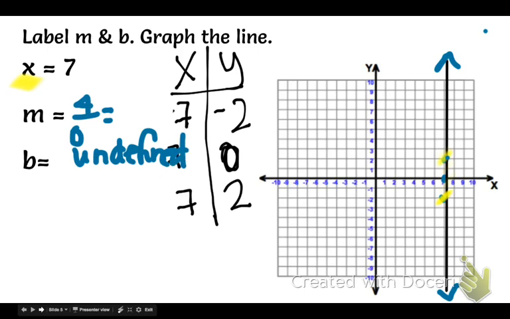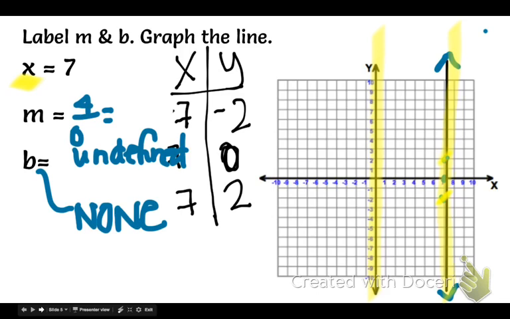My y-intercept is the point where this line crosses this line. Hopefully you can see that these two lines are parallel and they never intersect. So that means I don't have a y-intercept. So I'm going to write none. I'm not going to put 0 because that would indicate that the line crosses the y-axis at 0. In this case, they never touch, so there is no y-intercept. There's an x-intercept, but not a y-intercept. So ladies and gentlemen, whenever you have a vertical line, the slope will always be undefined, and there will be no y-intercept.